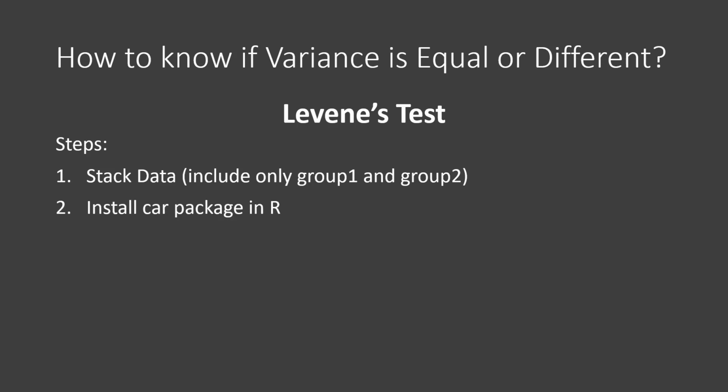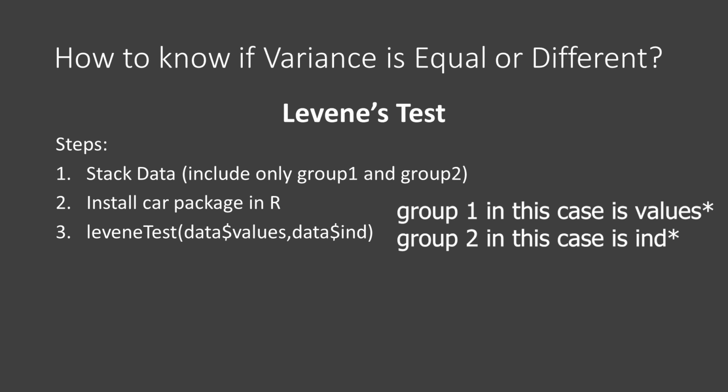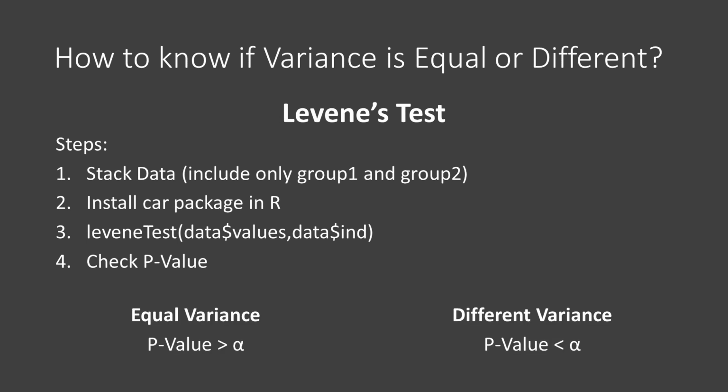Next, install the car package into R. As well as the nortest package, you also want to install the car package, because that's what has Levene's test. And next, you just do the Levene test, with your group 1 and group 2 split by a comma. Then obviously you would check the p-value, same as with the normality tests. Basically, if the p-value is greater than your alpha, the variance is considered to be equal. If your p-value is less than alpha, your variance is considered to be different.